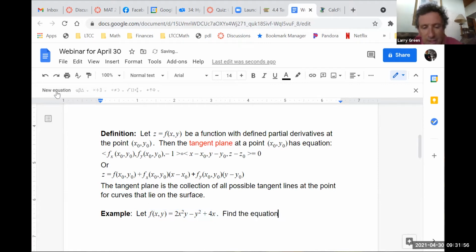Find the equation of the tangent line to this surface at the point, how about -1, 2. Any questions on the question? Timmy does. Any question on the question?